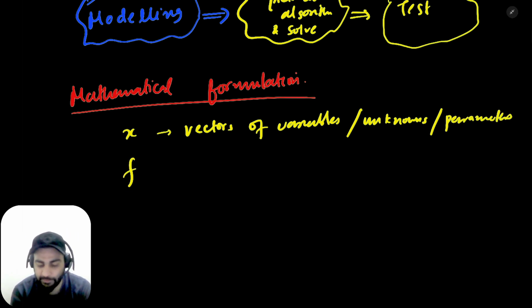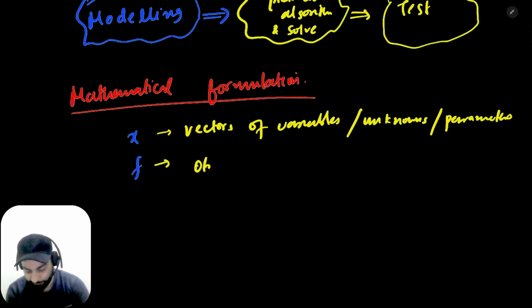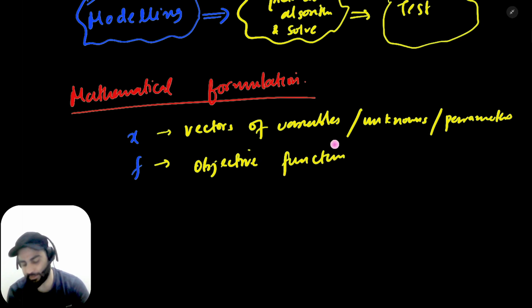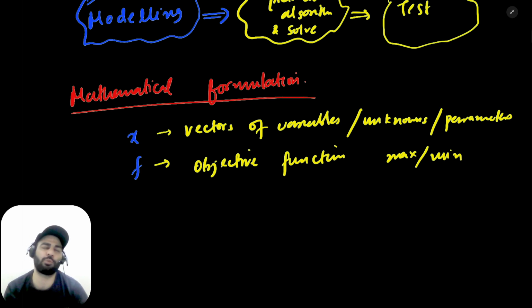Then we'll have f. This is x and this is f. This will be the objective function, a scalar function of x that we want to either maximize or minimize. That's the only thing that we want to do: maximize the function or minimize the function.